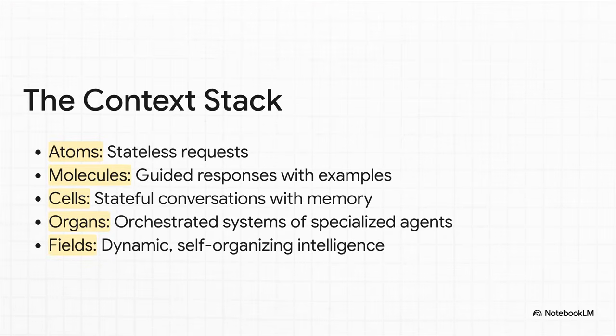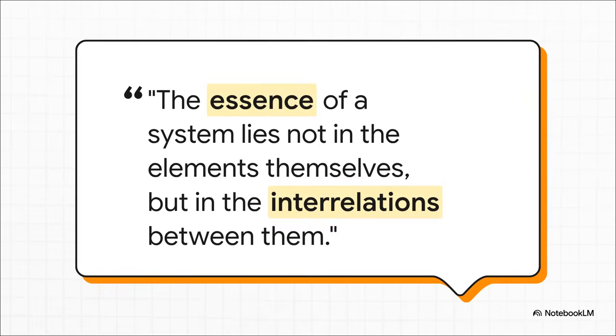You add memory to create stateful cells. You orchestrate those cells into powerful, microservice-like organs. And you can even look to the future with self-organizing fields. This isn't just a list of buzzwords. It's a step-by-step roadmap for building smarter and smarter AI systems. And this quote from Norbert Wiener, the guy who basically invented cybernetics, just says it all perfectly. The real magic isn't in the individual prompts, the atoms. The real power, the intelligence, comes from how you architect the relationships between them, the memory, the flow, the whole system.